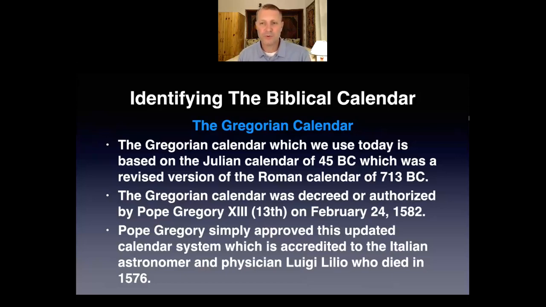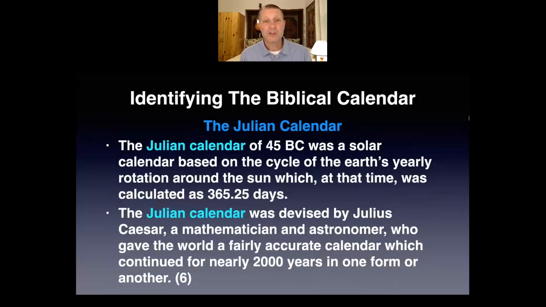Pope Gregory simply approved this updated calendar system, which is accredited to the Italian astronomer and physician Luigi Lelio, who died in 1576. The Julian calendar of 45 BC was a solar calendar based on the cycle of the Earth's yearly rotation around the sun, which at that time was calculated as 365.25 days, right? 365 and a quarter days. The Julian calendar was devised by Julius Caesar, a mathematician and astronomer who gave the world a fairly accurate calendar, which continued for nearly 2,000 years in one form or another.